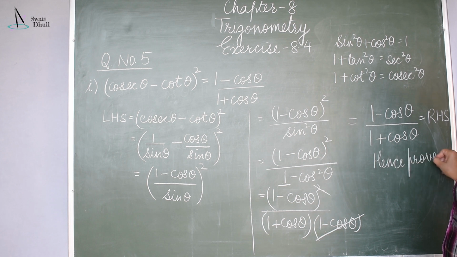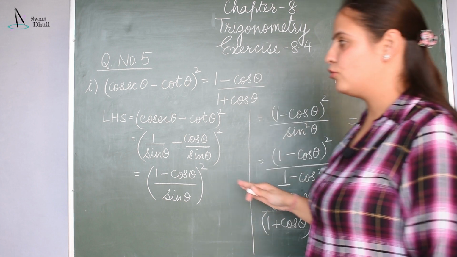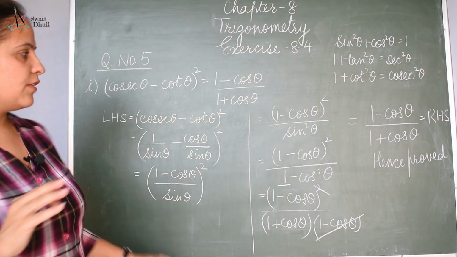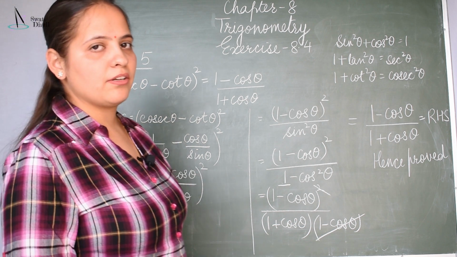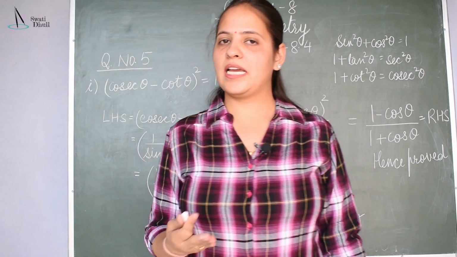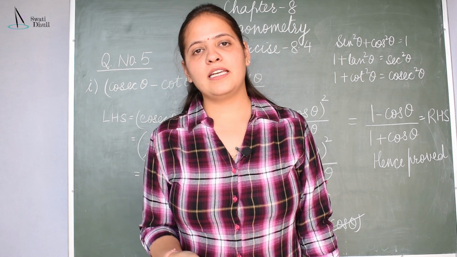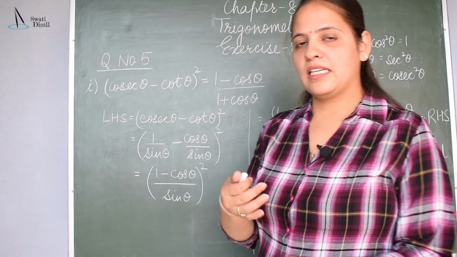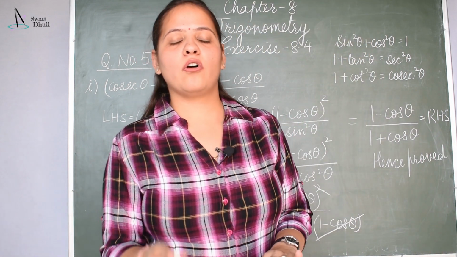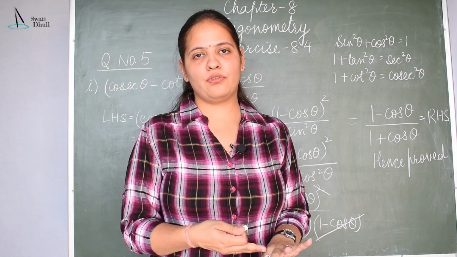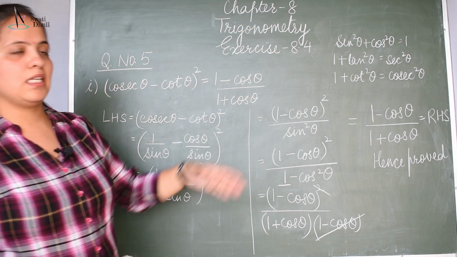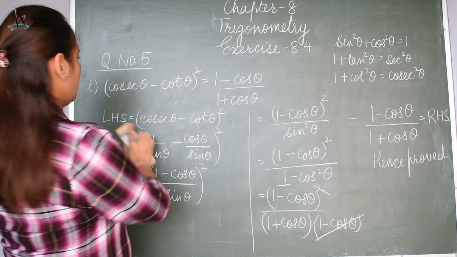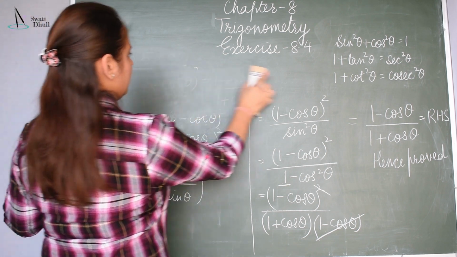proved. This is how we have to prove the identities. First you have to convert whatever trigonometric ratio is given into sine and cos functions, and then proceed, using square identities or algebraic identities wherever you can. Then you have to use all of them and prove LHS is equal to RHS. Now let's proceed to the second part.